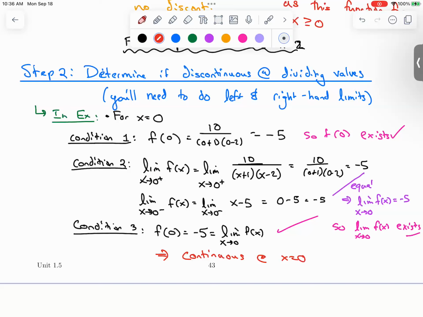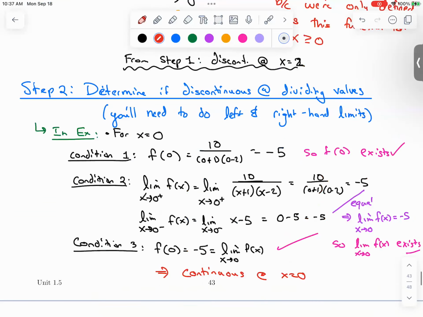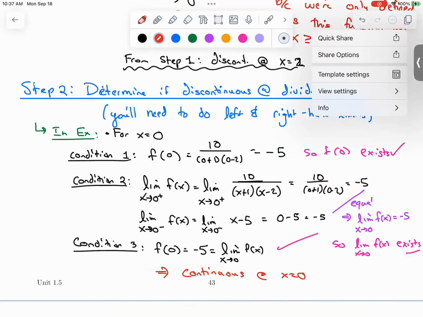Usually speaking, I would check condition 2 first, because if condition 2 breaks, condition 1 is almost always going to break. Condition 1 is not going to be needed. With piecewise functions, the limit is the most important one. But I want to show you all 3 conditions working. And then I'm going to add in an extra page. Unfortunately, I just wrote too big. Add in a page. There we go. So step 3, sorry about that.